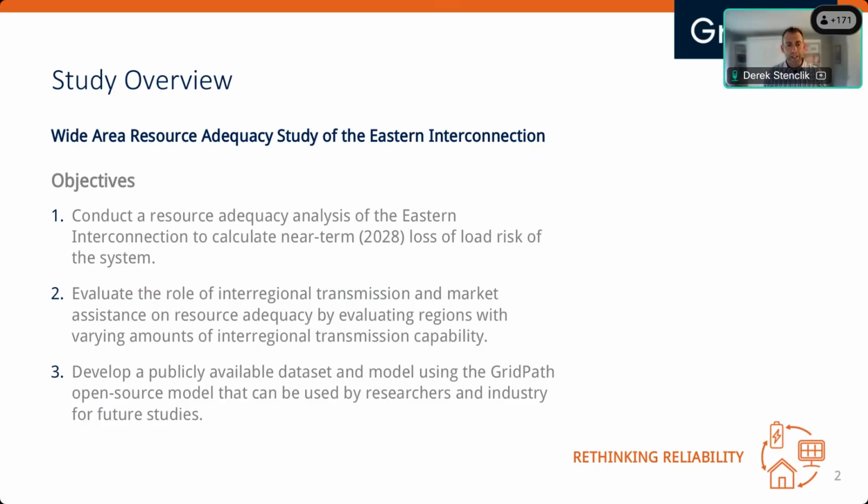The second was really, in doing that, not just evaluate each region in the Eastern Interconnect, but really look at the role of interregional transmission and market assistance on resource adequacy in evaluating those regions. And then the third, importantly, and a pretty neat feature of this, is to develop a publicly available data set and model using the GridPath open source model that can be used by researchers, industry professionals, and any of you following along here today. So again, the link is in the chat. You can get a little bit more documentation and a longer slide deck along with that code and data set so you can run your own analysis.